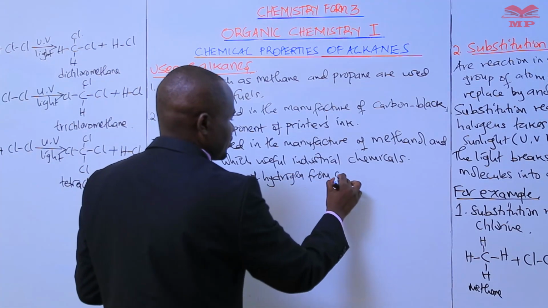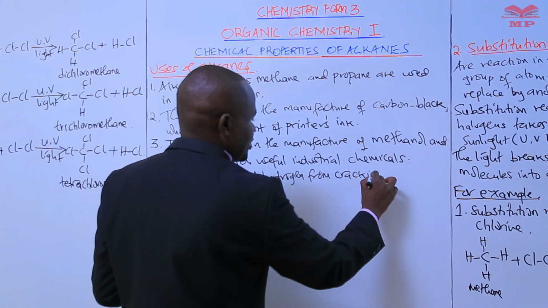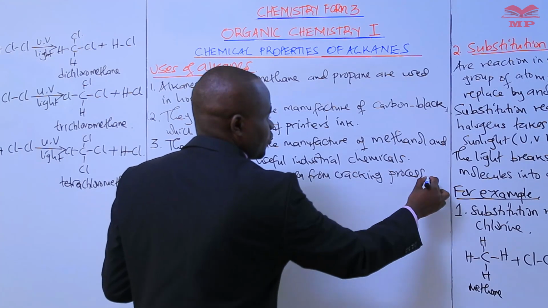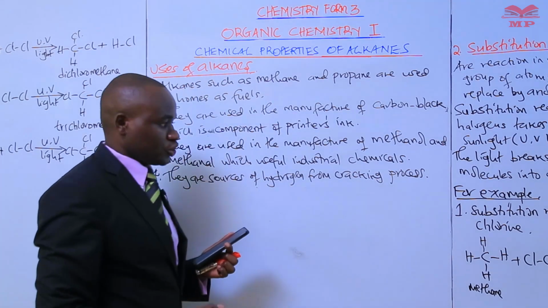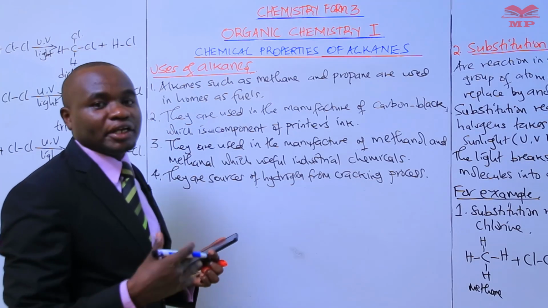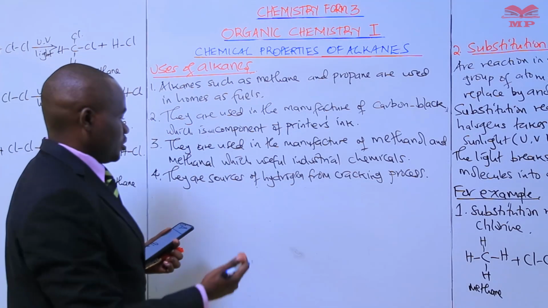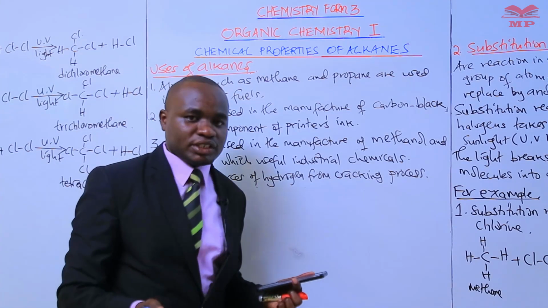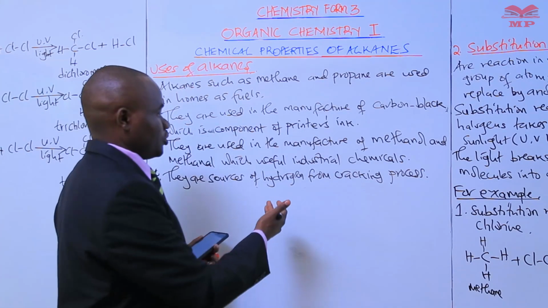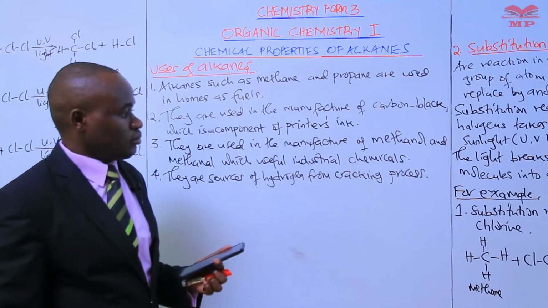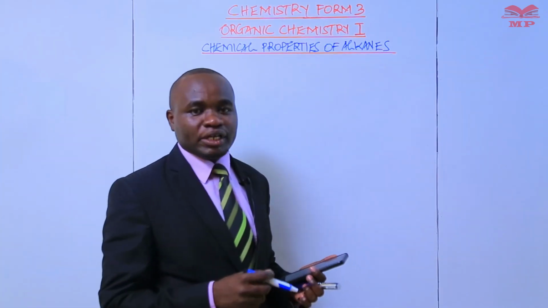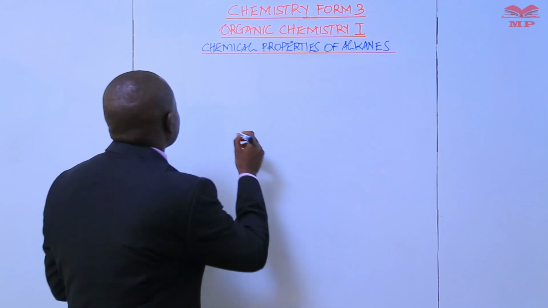And lastly, the last use is they are sources of hydrogen from cracking. Remember, we said cracking involves breaking of long chain alkanes to produce small chain alkenes and hydrogen. So we can still get hydrogen for use in processes such as the Haber process. So we get that hydrogen from cracking of alkanes. So we wind up by looking at the questions.